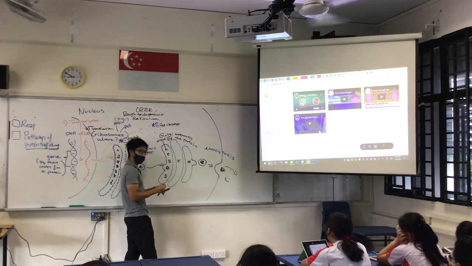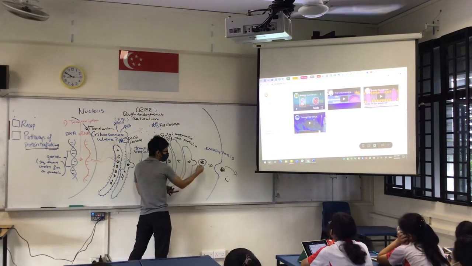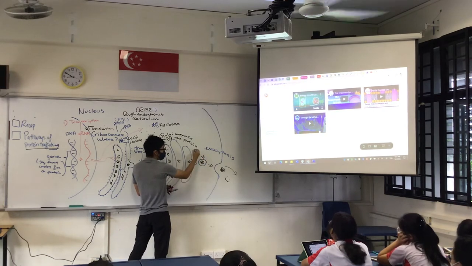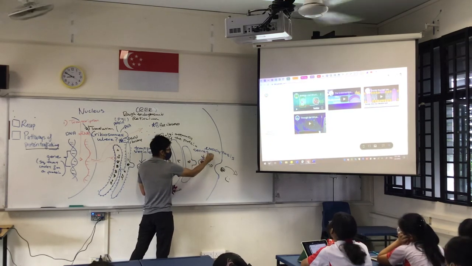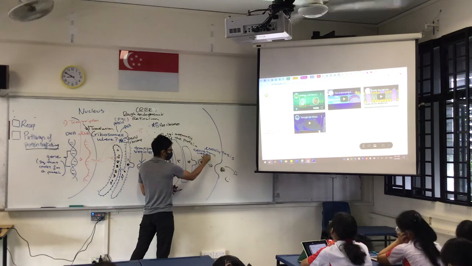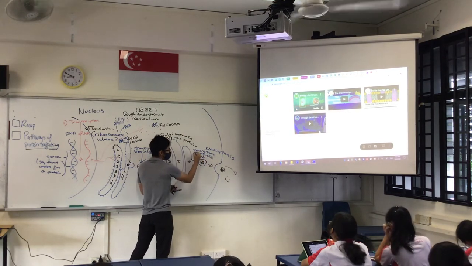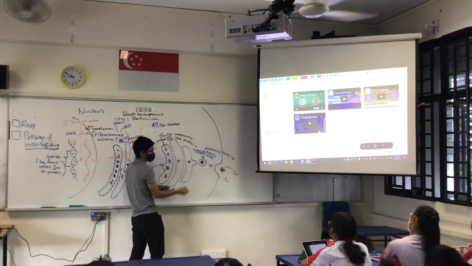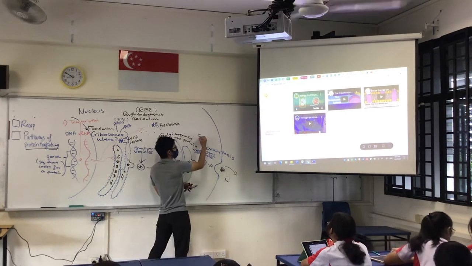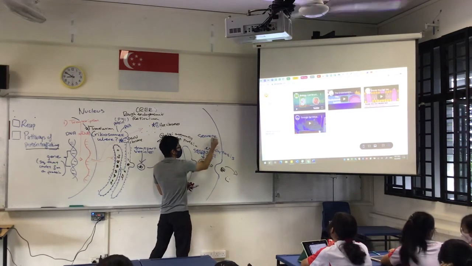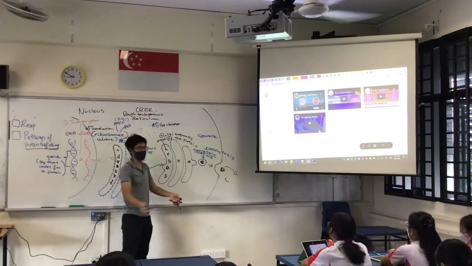Okay, last vocabulary I'm introducing today. We call this vesicle over here a secretory vesicle, because its purpose is to secrete the protein. The word secrete means to get out of the cell.